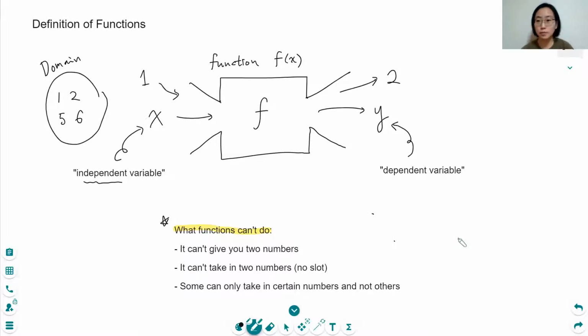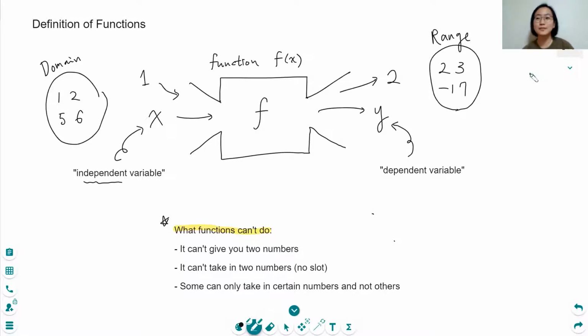After you put in all the numbers in the domain, you will have a set of numbers that you can get as an output. Let's say I get 2, 3, minus 1, and 7. This group is called the range. And we're going to talk about those names again.